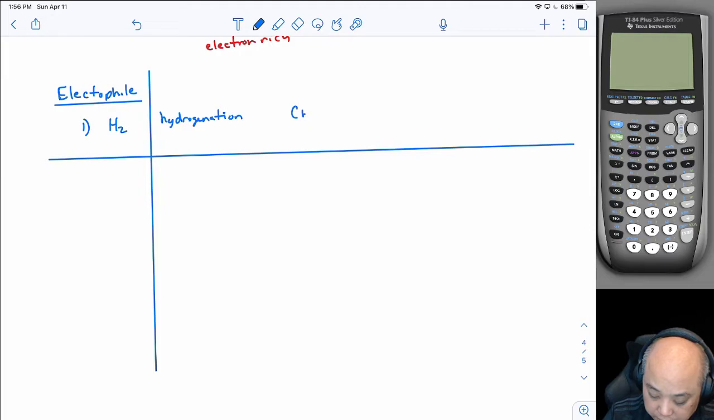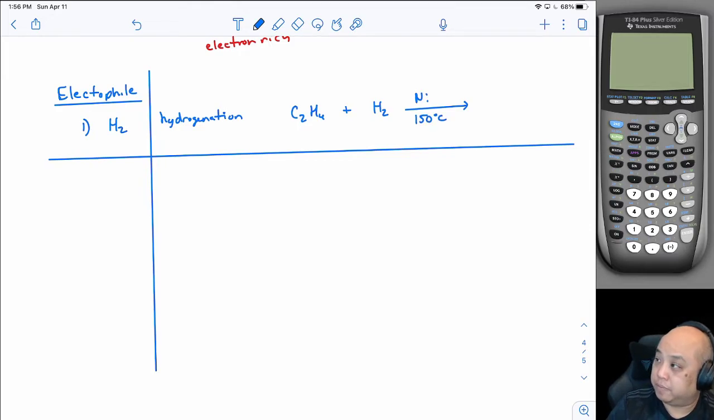And so you might see something like C2H4 plus H2 using a nickel catalyst at about 150 degrees Celsius to form C2H6. You're going from alkene to alkane. So hydrogenation turns an alkene to an alkane.